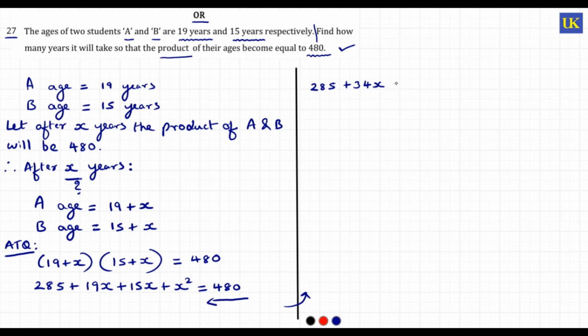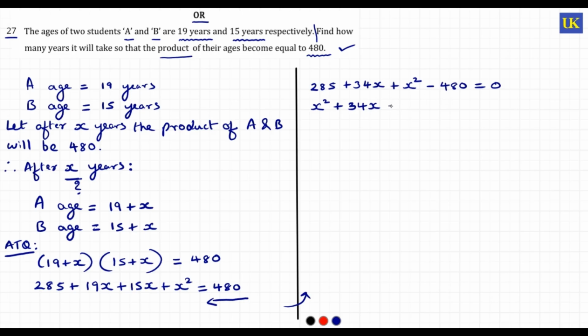Okay, 34x plus x square minus 480 is equal to 0. Now while writing, I will just correct the order. So I'll first write x square, then I will write 34x, and then we'll solve these two things here.